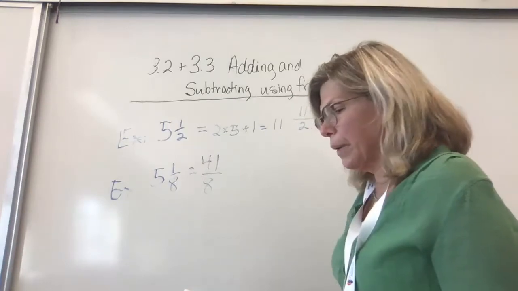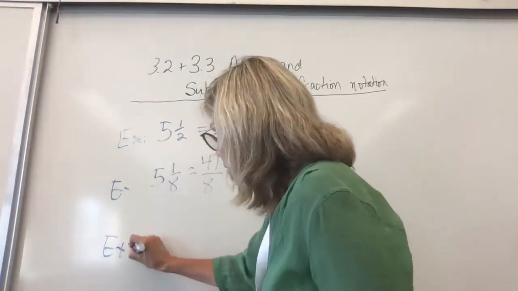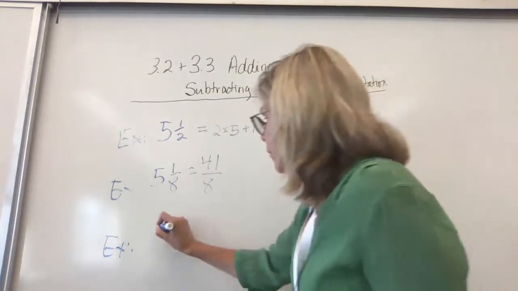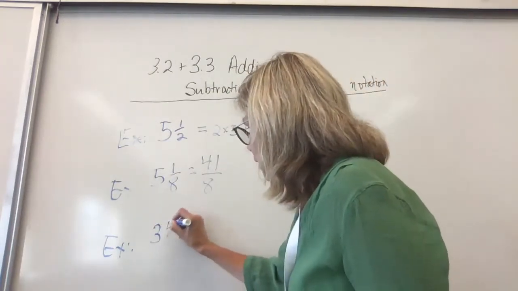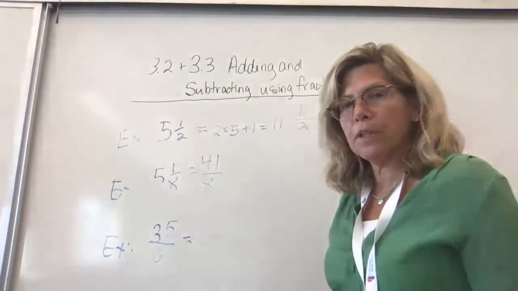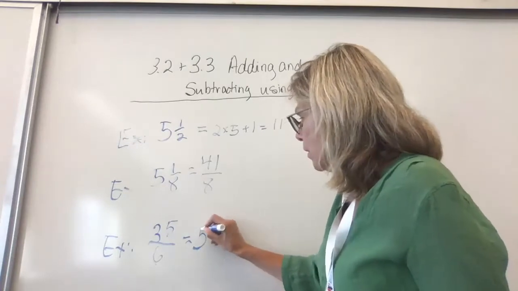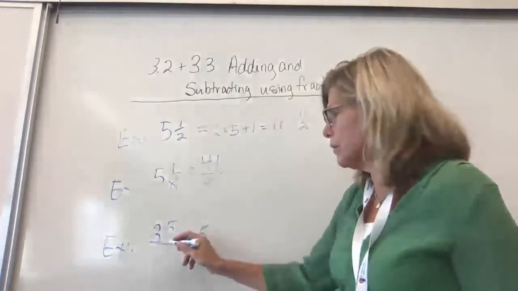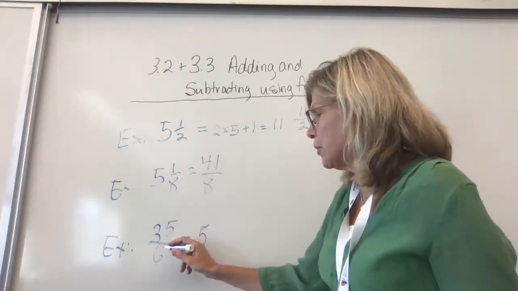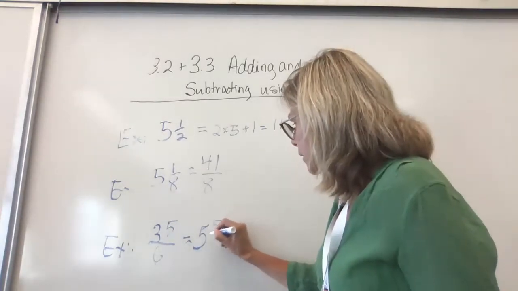Another one, comparing, if we have an improper fraction example, and we have 35/6. Well, 6 goes into 35 how many times? It goes in 5 times. And then 6 times 5 is 30, so then there's 5 left over up here. So then that gives you 5 5/6.